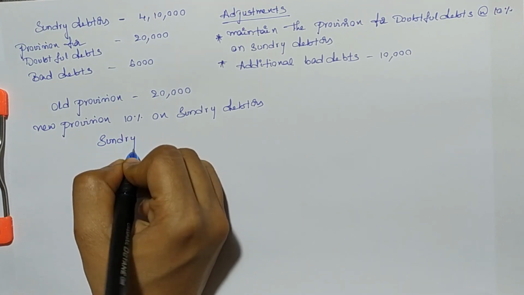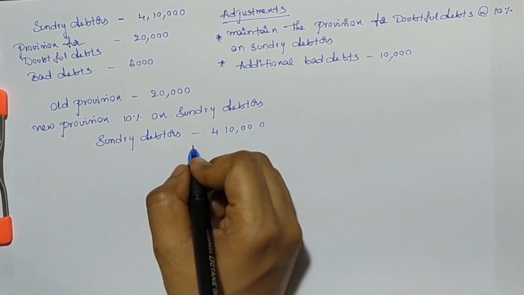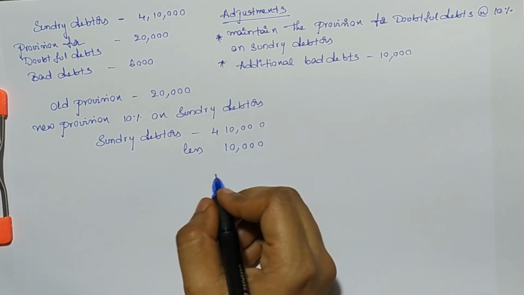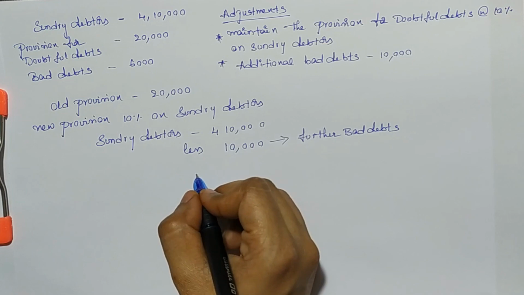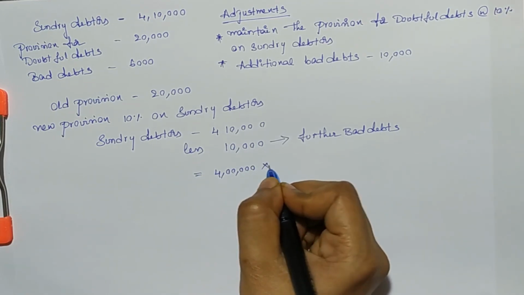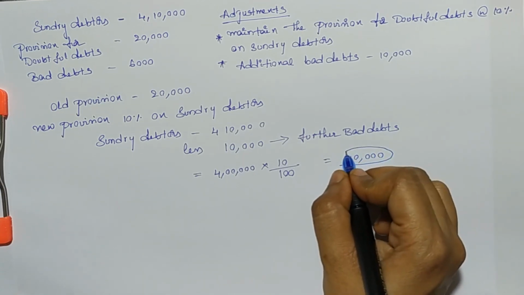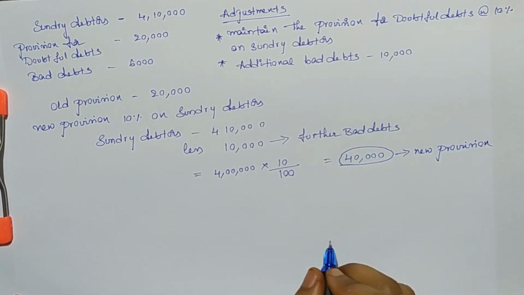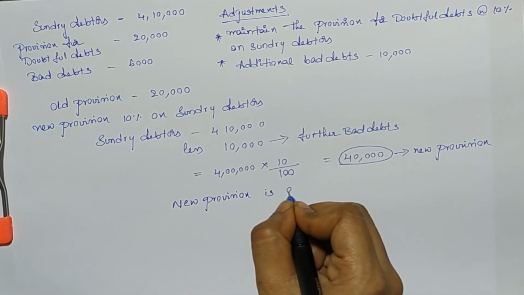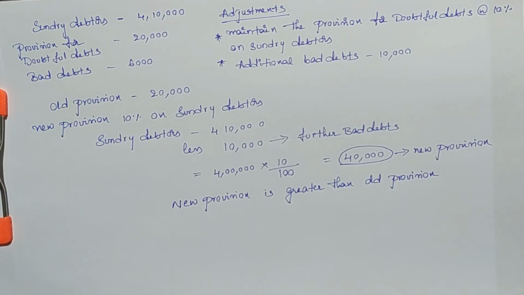Since we have additional bad debts in the adjustments, first we will deduct additional bad debts amount from the sundry debtors amount. That is 4,10,000 minus 10,000, which comes to 4 lakh. On this we will calculate 10%, which comes to 40,000. We call this 40,000 as new provision. If we notice, the new provision which we have calculated is higher than the old provision.